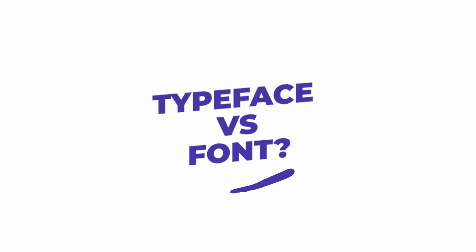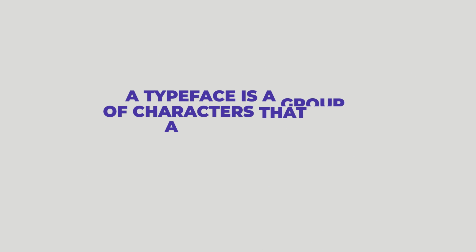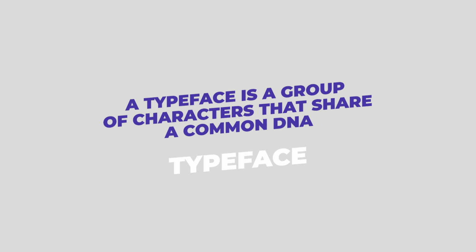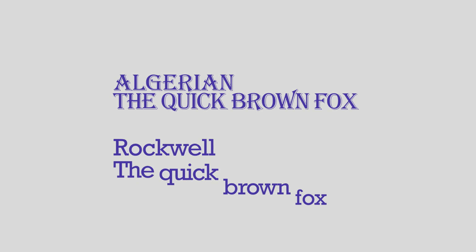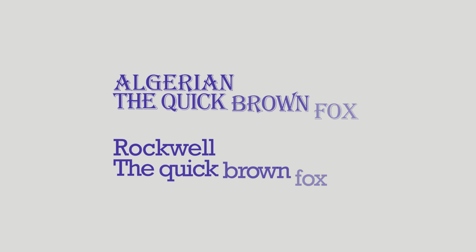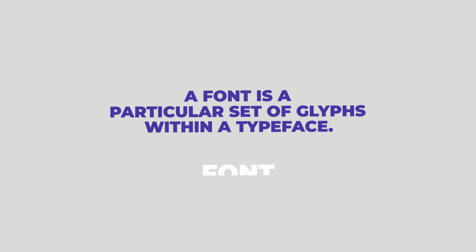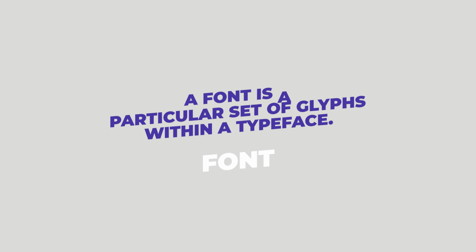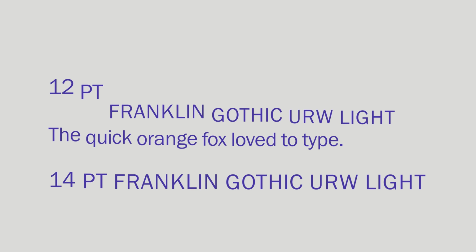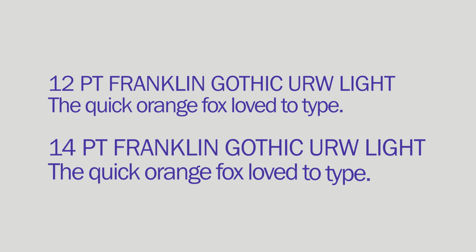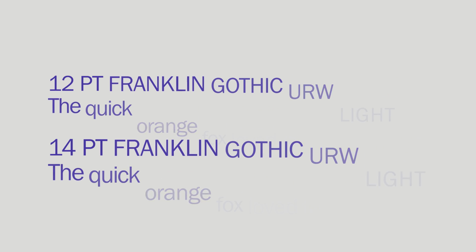One of the most common mistakes when talking about type is mixing up the terms typeface and font. To put it more simply, a typeface is a group of characters that share a common DNA. For example, Ampersands is a different typeface from Rockwell STD, where a font is a particular set of glyphs within a typeface. For instance, 12-point Franklin Gothic Light is a different font from the 14-point Franklin Gothic Light. Nowadays, however, these words are often used interchangeably.